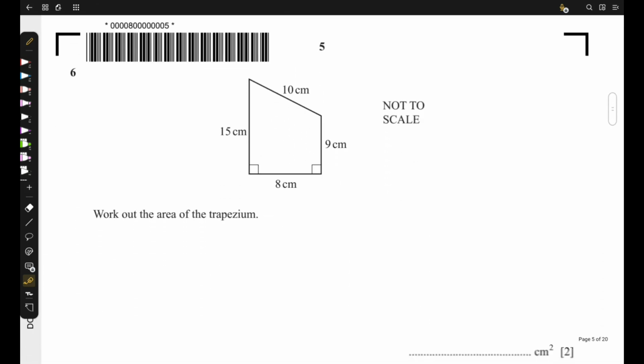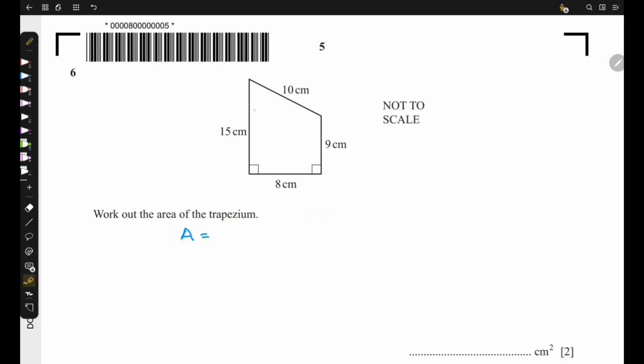Moving on. Question 6 says we have a quadrilateral which is basically the shape of a trapezium, and we have to find the area of the trapezium. The formula for the area of a trapezium is (a + b), the sum of the parallel sides, times the height, divided by 2. So we are not going to write down the formula, we are just plugging in the values.